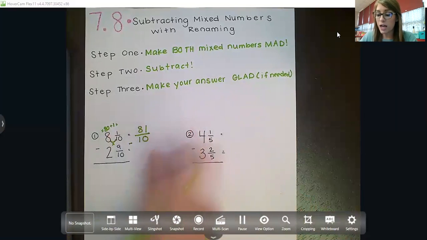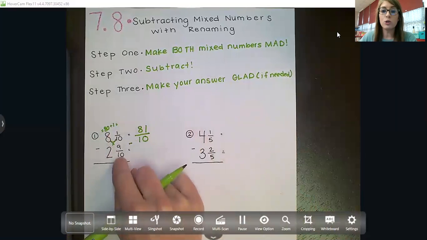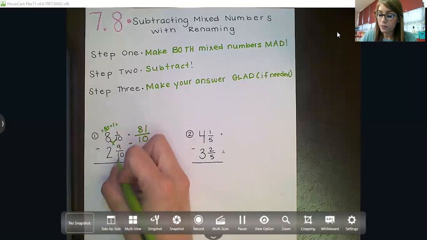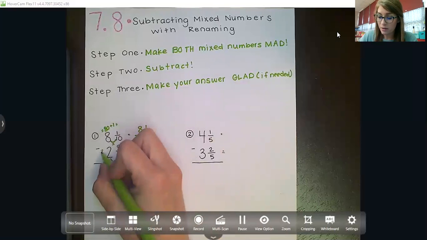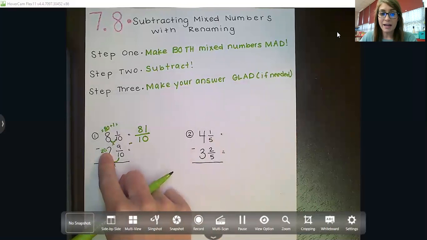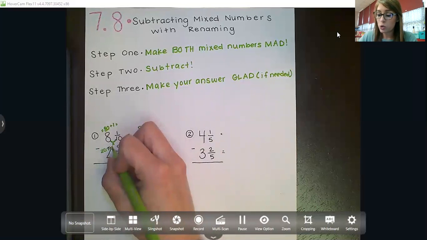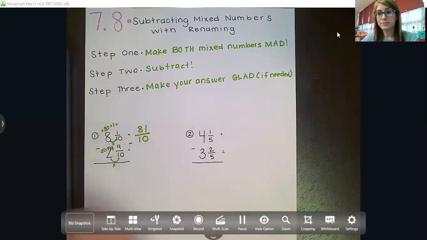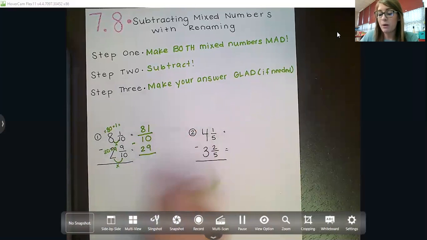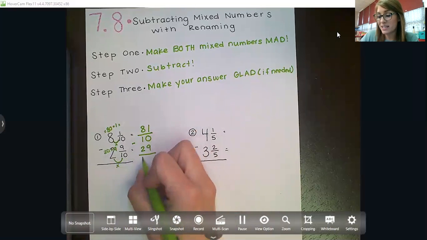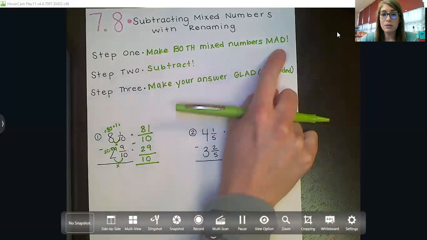Now we've got to change 2 9/10 and make it mad as well. Step 1, we multiply. 2 times 10 gives us 20. Then we add the product that we just got to our current numerator. 20 plus 9 equals 29. And our denominator stays the same. All right, very good. So step 1 is done. We have made both mixed numbers mad.